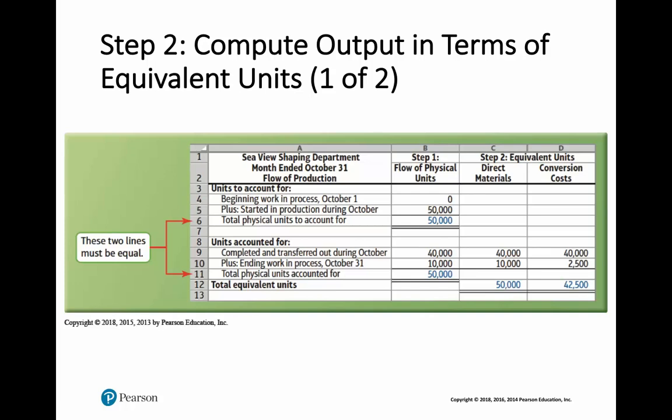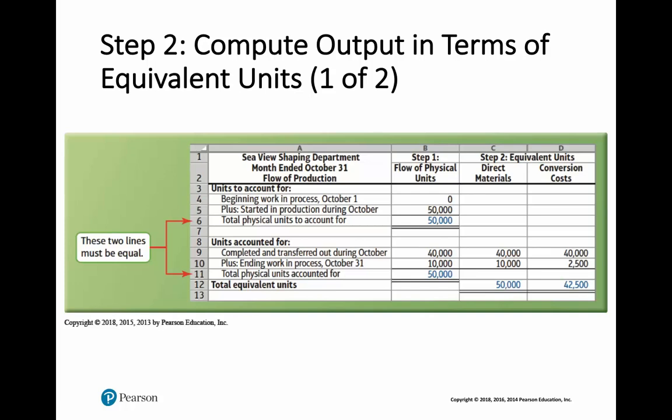So here, and they don't tell you in the PowerPoint, but in the notes I have from the teacher's edition, I know it says that we are 100% done for direct materials and 25% done for conversion. All right, so we take our ending work in process, 10,000 times 100%, and that goes in our direct material column. And then for conversion, we go 10,000 times 25%, and that goes into our conversion column.